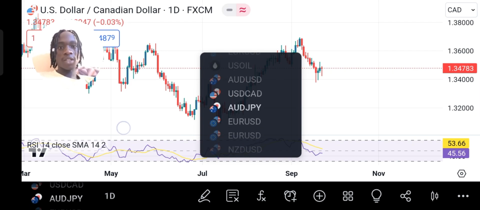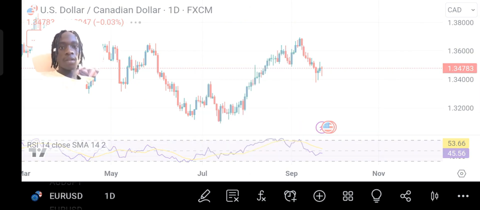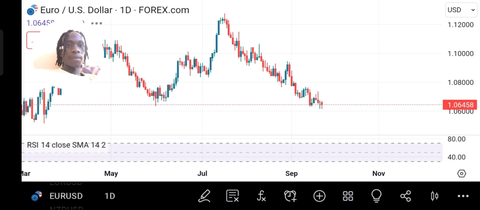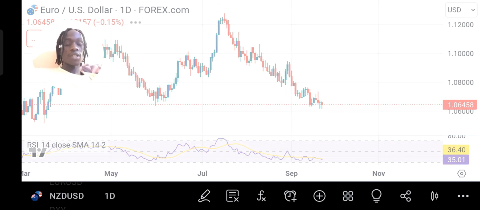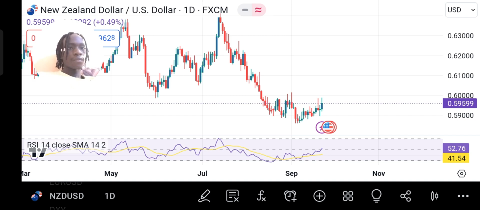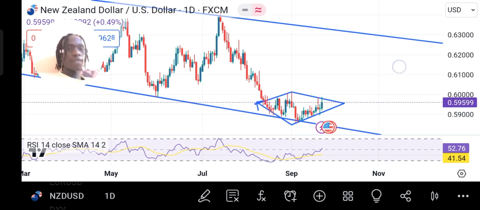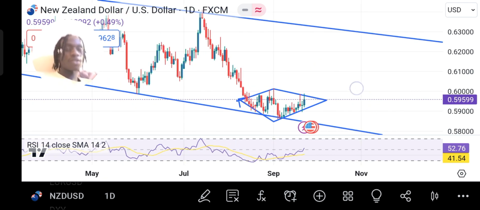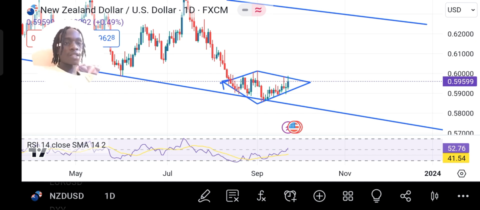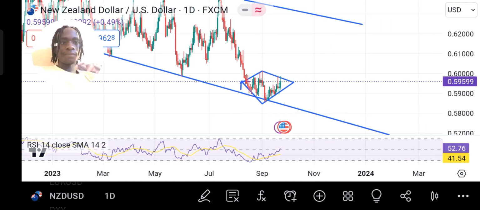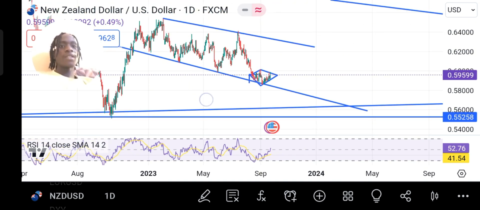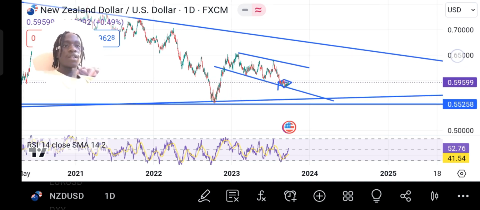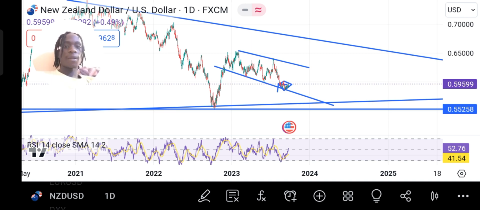pattern. Also the kiwi is going up. You can see this is how my chart on the kiwi looks. Even the kiwi was going down. That is the diamond. So I'm waiting for it to break this diamond, retest it, then I'm going up with it. But you can see this is completely price action. That is the magic of the market, price action.